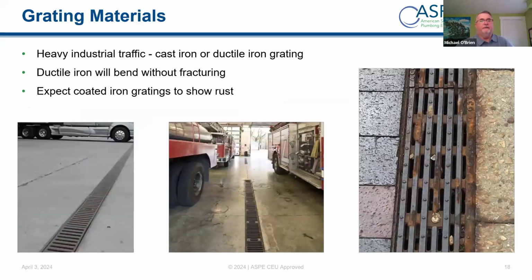So, different types of grating materials. Heavy traffic are typically cast or ductile iron grating. Ductile will bend without breaking, so if it's a great amount of weight, it will flex a little bit. And they are going to show rust, so they're maybe not applicable for a hygienic facility.